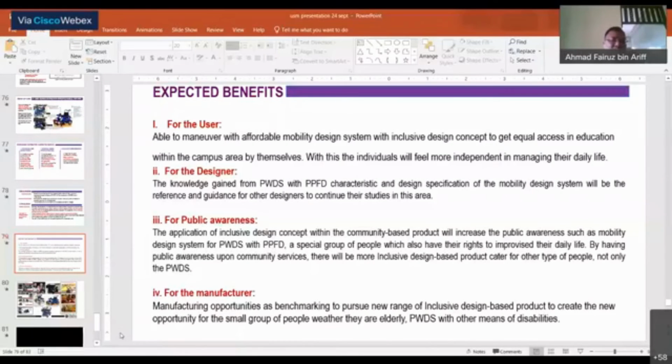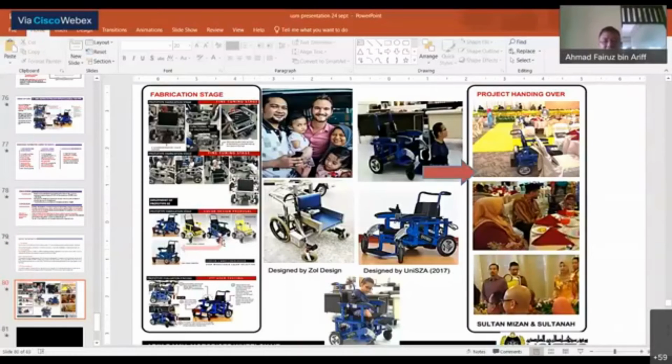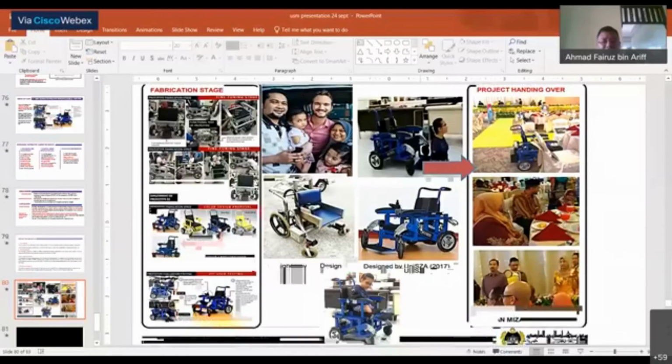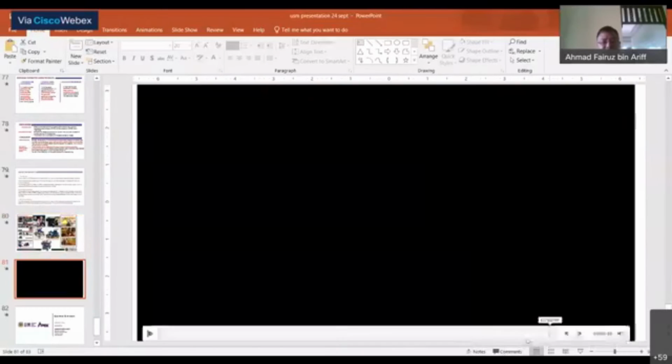Okay, so this is the last. This is the final product that has been presented to the Sultan Mizan and Sultana on one occasion. And this is the comparison between the previous and the new design. Okay, so this is one of the video clips.